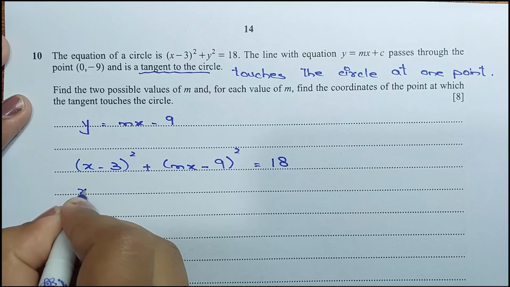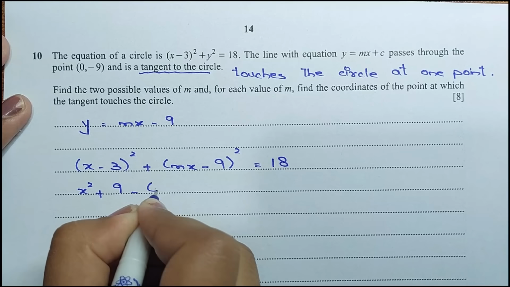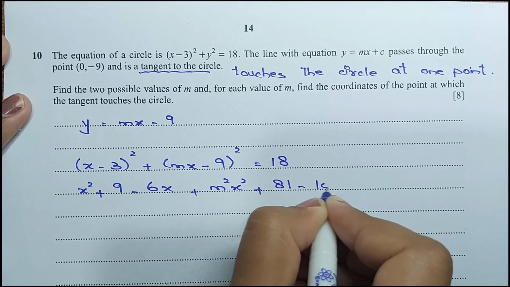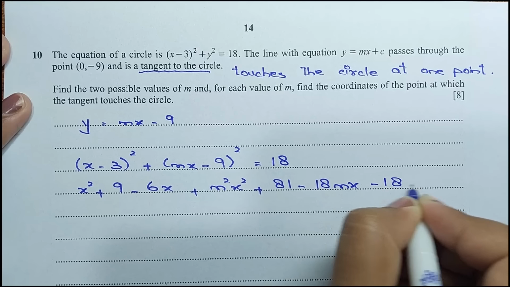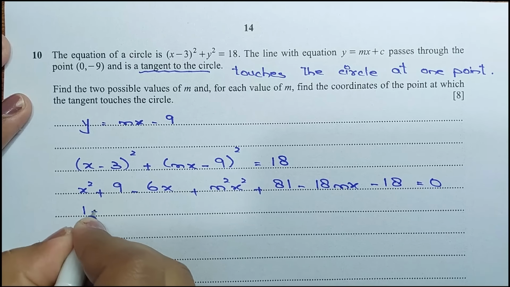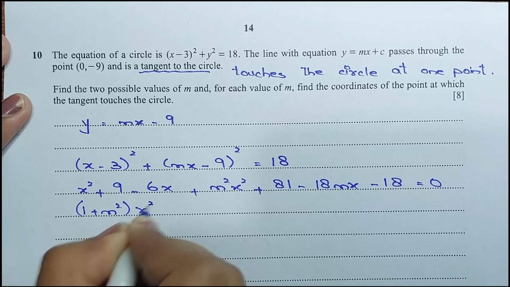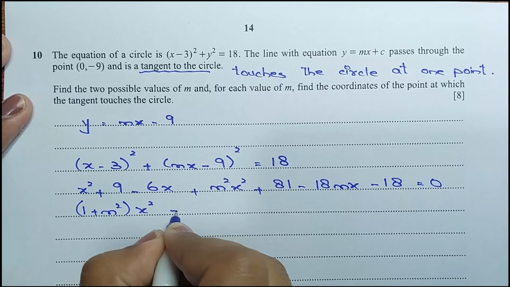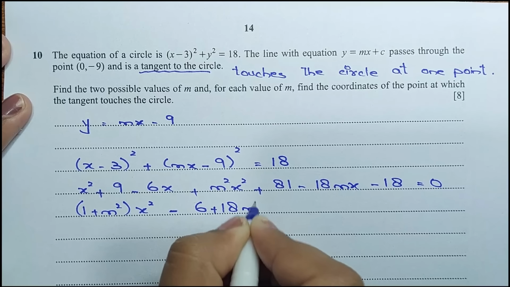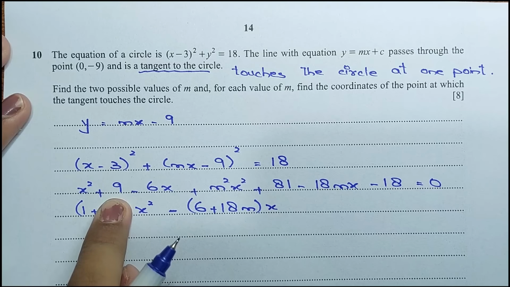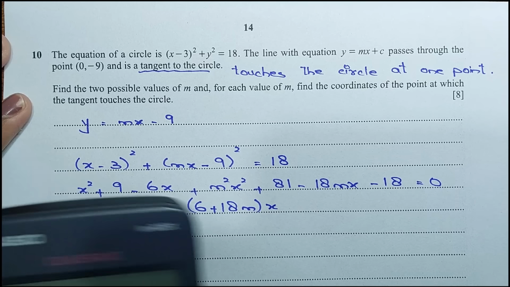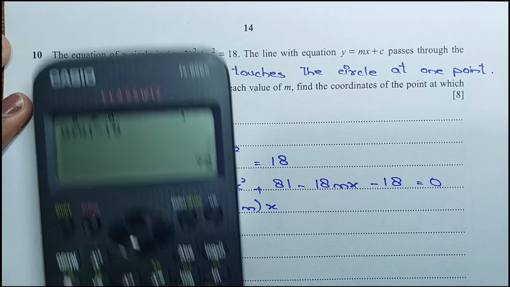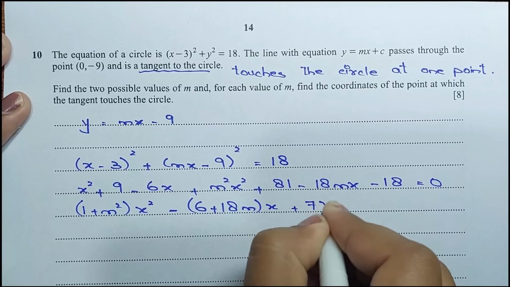So let me open the square. x square, 3 square is 9, minus 2 times 3 is 6x, plus m square x square, 9 square is 81, and 2 times 9 is 18, mx minus 18. This is equal to 0. So x square terms are 1 plus m square. This is the coefficient of x square, right? So x terms are minus 18m and 6. So negative is 6 plus 18m. This is the coefficient of x, and the constant is 9, 81 and 18. 9 plus 81 minus 18, which is 72, plus 72, this is equal to 0.